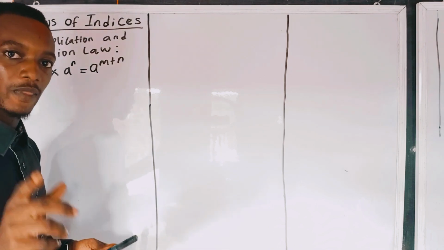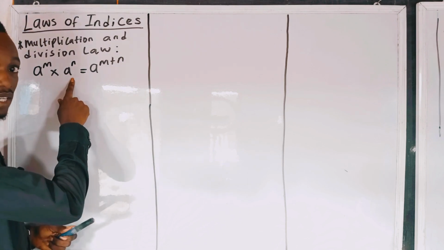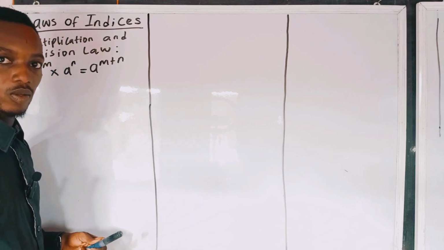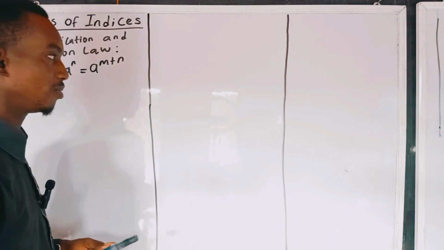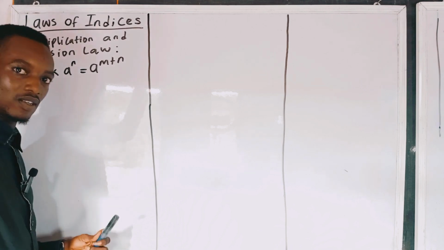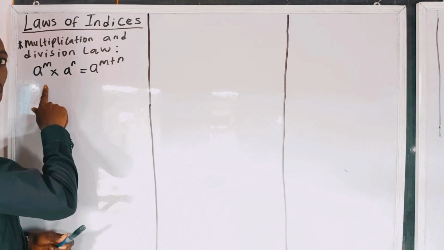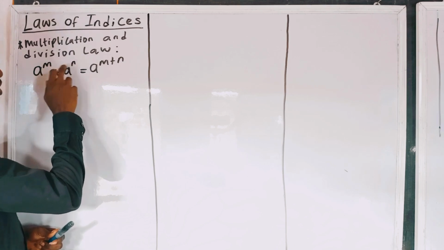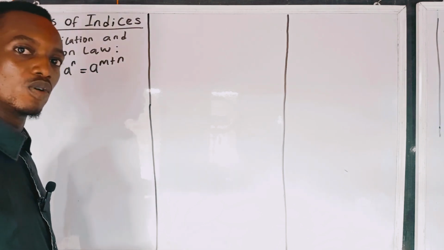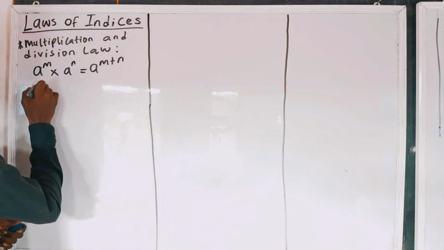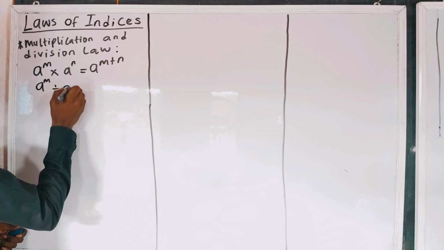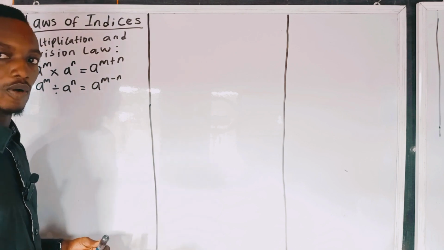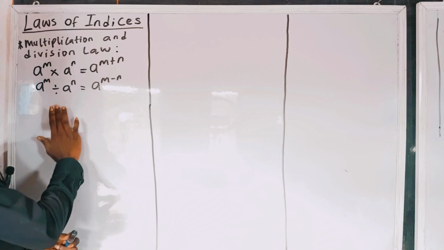Now, in indices, this here is called the base, while this one you are seeing up here is called the index or the power. You can either call it index or power, the same thing. But the one that is carrying the power is called the base. So when we have two bases or more that are the same, we are going to add their powers when we are multiplying them. The same goes with division. When we are dividing by a to the power of n, we are going to subtract their powers. That is the opposite. For multiplication, we add. For division, we subtract.